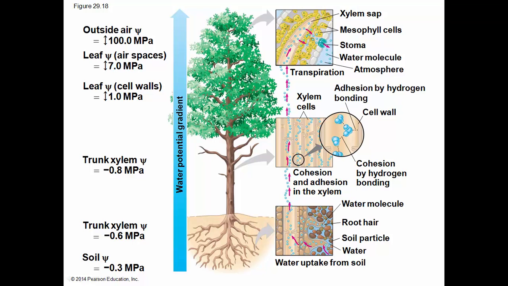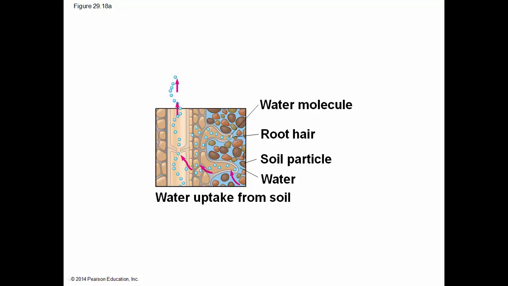Bulk flow differs from diffusion. It is driven by differences in pressure potential, but not by solute potential. So you can have different amounts of solutes in the xylem sap, and it's not going to affect the way that the xylem sap is transported throughout the plant.